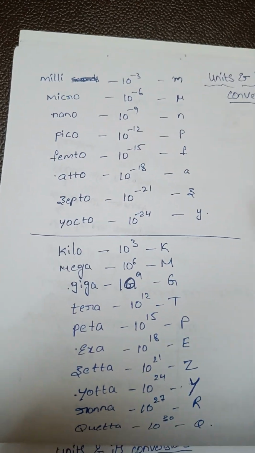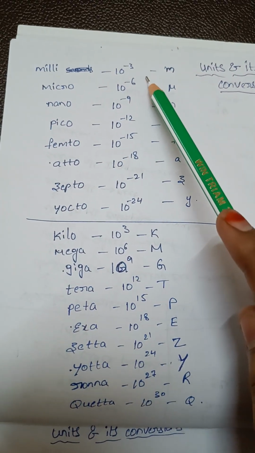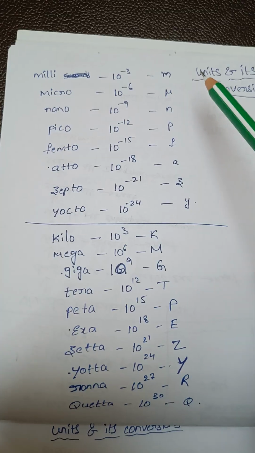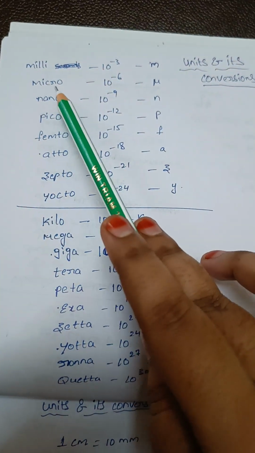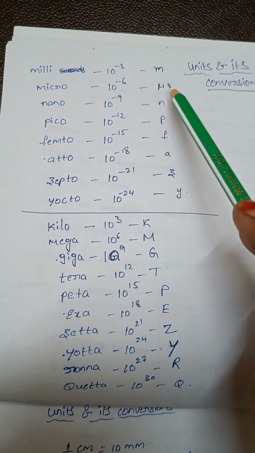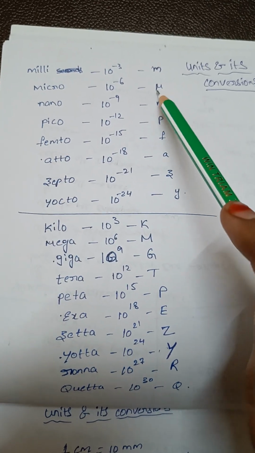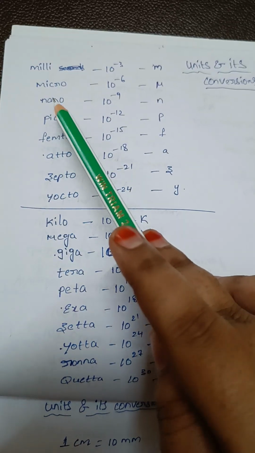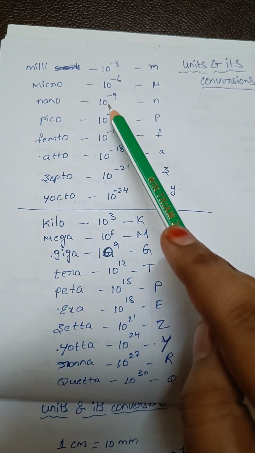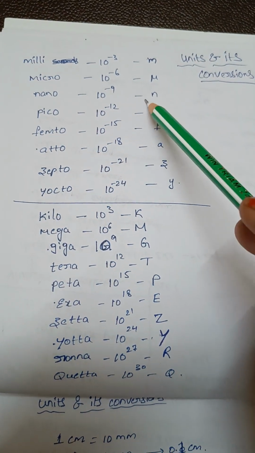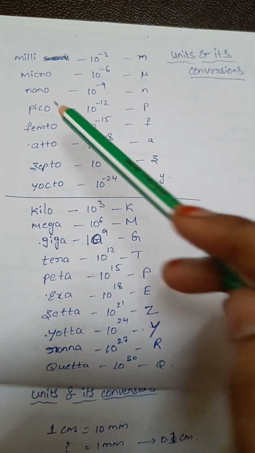What are these? These are milli. Milli means 10 to the power minus 3, and it is denoted by a small m. Micro means 10 to the power minus 6, and it is denoted by this symbol, mu. Then nano: nano means 10 to the power minus 9, and it is denoted with a small n.